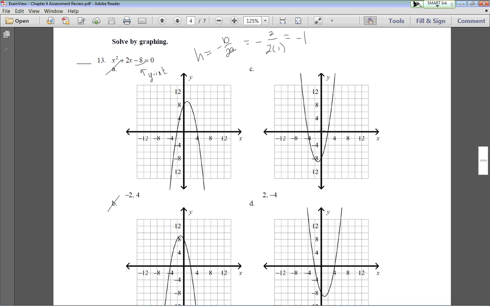So the x-coordinate of our vertex occurs at x equals -1. If you look here, it appears their units are by 2's. So this is 2, which would mean this would be -1, and there's our vertex. If you look at this one here, this one is clearly positive. All right, so C is our vertex.